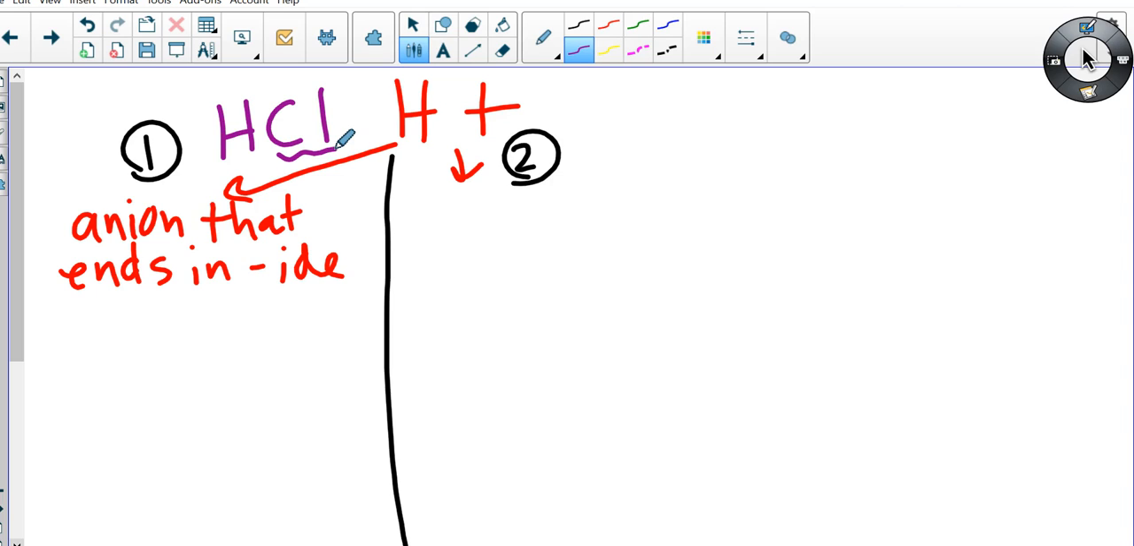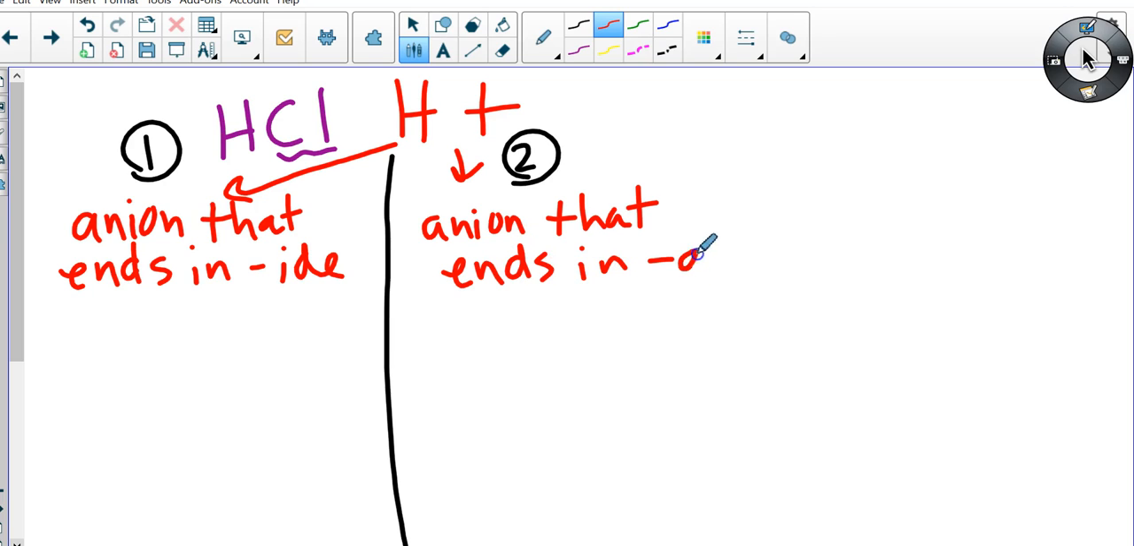The second option is we have hydrogen plus an anion that ends in ate. So it's going to be real important that you flip over that periodic table and make sure, for example, you're looking at chlorite versus chlorate because they're different. So the one that ended in ate was hydrogen and chlorate. So that's got a different way of doing it.